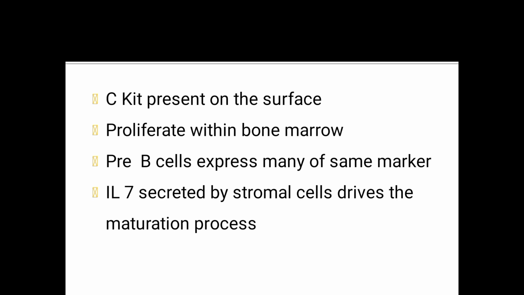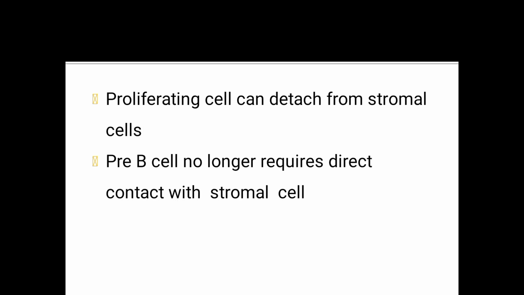The IL-7 secreted by the stromal cells drives the maturation process, eventually including down regulation of adhesion molecules on pre-B cells. So the proliferating cell can detach from these stromal cells. At this stage, pre-B cells no longer require direct contact with stromal cells, but continue to require IL-7 for growth and maturation.